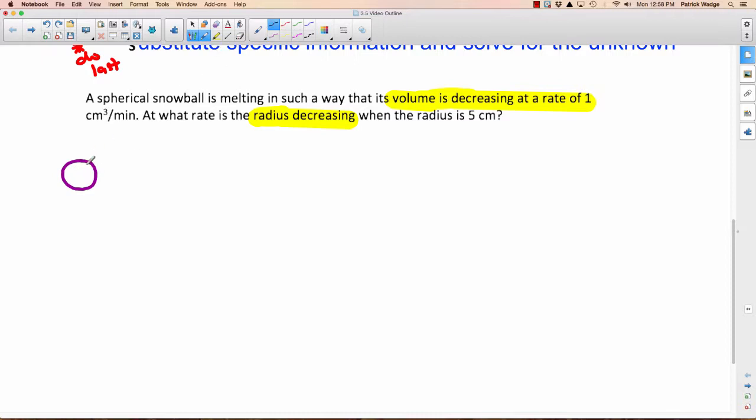I guess you could draw some arrows inwards to show it's melting, it's getting smaller, and we know the rate at which that's happening. We know that dV/dt, in other words, the rate at which the volume is changing, is equal to 1 centimeter cubed per minute. Since it's decreasing though, let's make it -1. If you put 1, that would be the snowball getting bigger. So we're going to put -1 centimeters cubed per minute.